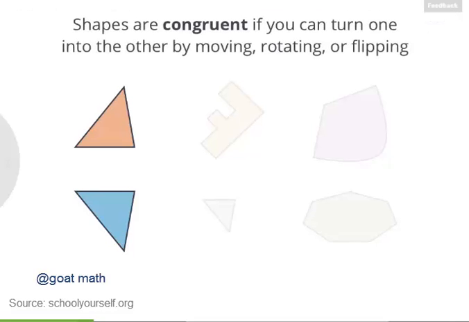As you already know, shapes are congruent if you can turn one into the other by moving, rotating, or flipping it. So you can show that these two triangles are congruent if you move one of them on top of the other, and then flip it, showing they are indeed the same triangle.